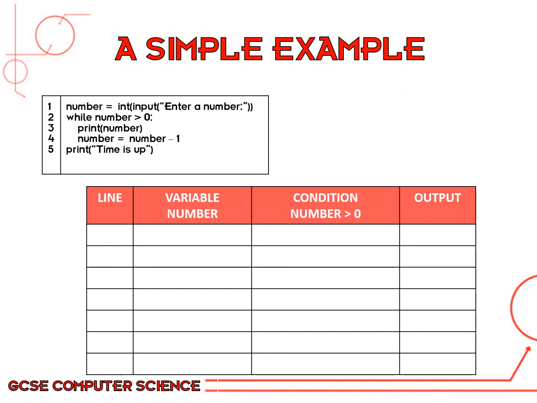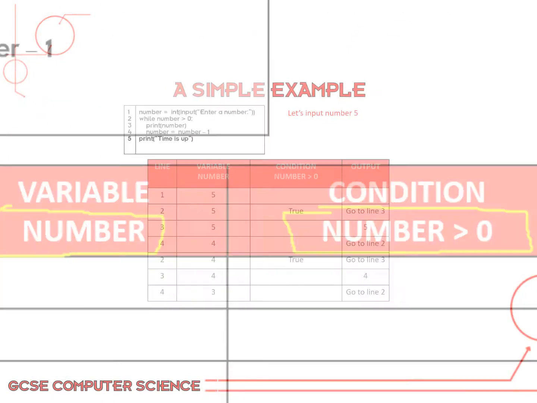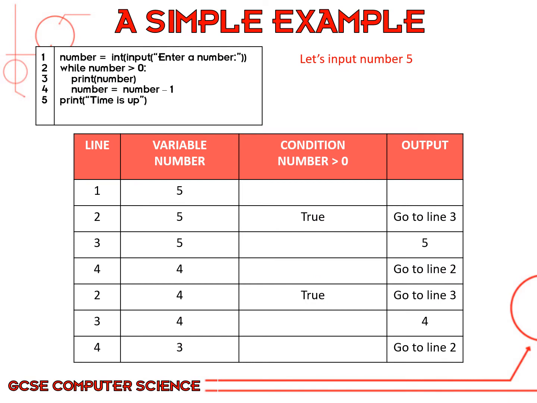For this particular program, I've only got one variable, so I've just got one column. When I populate that table, our variable is called number. So you can see here, number is what I've written in, and the condition is that number is greater than 0. Let's start moving through this program and see what happens. For this example, we are going to input the number 5. On the exam, it will tell you what to input.